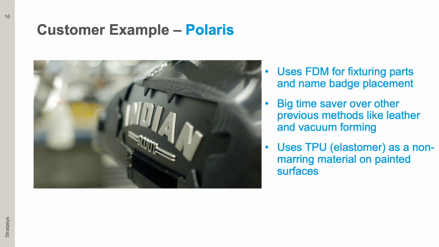Polaris uses FDM technology in a variety of tooling applications, including badging and part locating fixtures. Previous methods involved the use of leather and vacuum form parts to do these tasks, but they were time-consuming to produce. One particularly effective tool includes locating fixtures made out of TPU, which is an elastomer. Its soft, pliable surface texture doesn't mar painted surfaces.